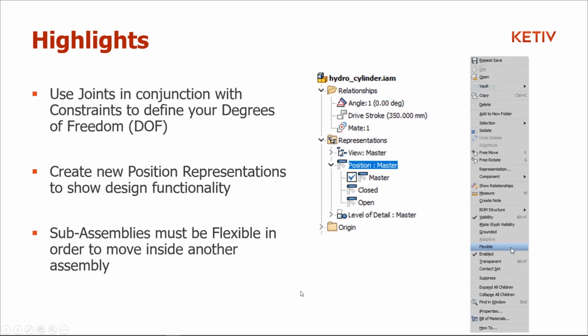So to recap, we showed you how to use joints in conjunction with constraints to define degrees of freedom. It's good to use positional representations to show in drawings how you can show a collapse or extended view, closed or open views of your design functionality. And sub-assemblies should be flexible in order to move them inside of another assembly, unless you use the positional representations, and they will move like that.